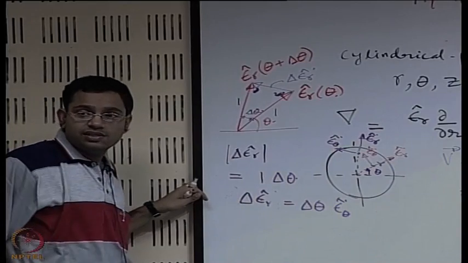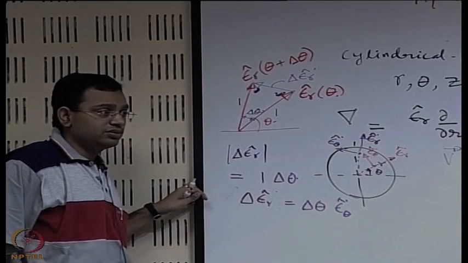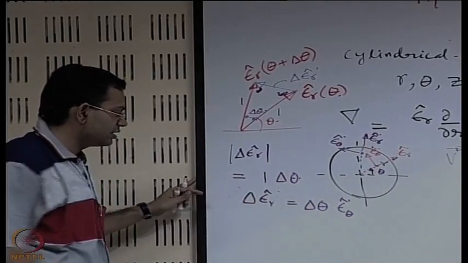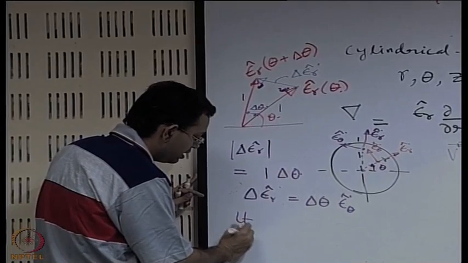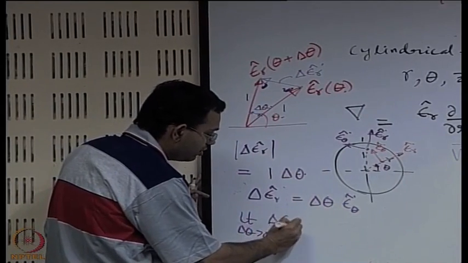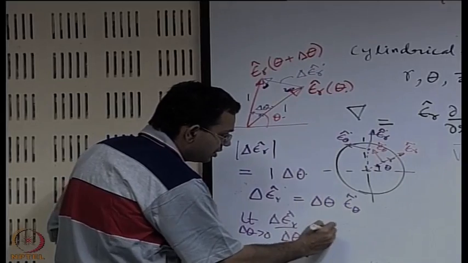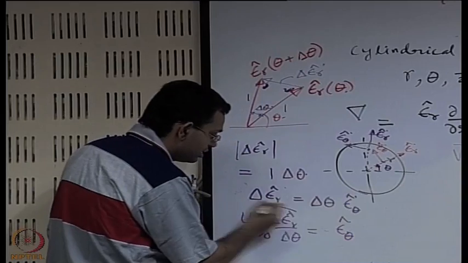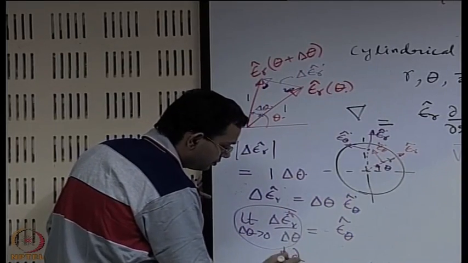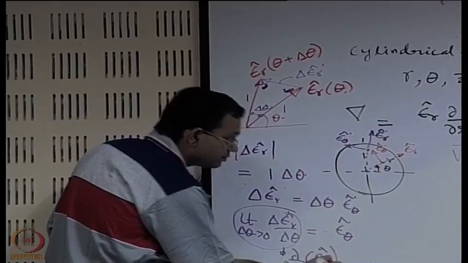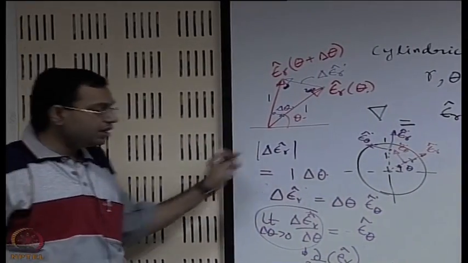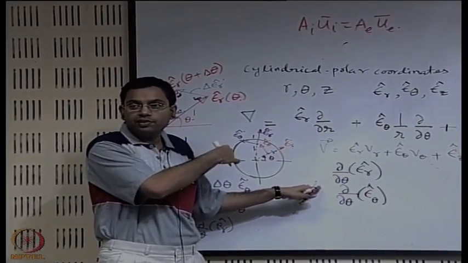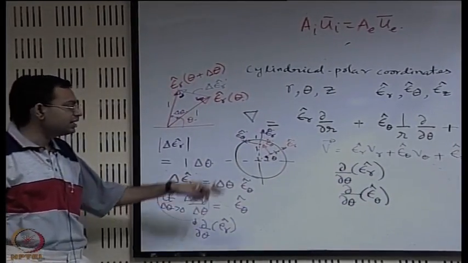Now on the basis of this you can find out delta epsilon r by delta theta, taking the limit as delta theta tends to 0. That is epsilon theta. Similarly, if you work this out, it will be minus epsilon r. I need not work it out again because it is very similar.